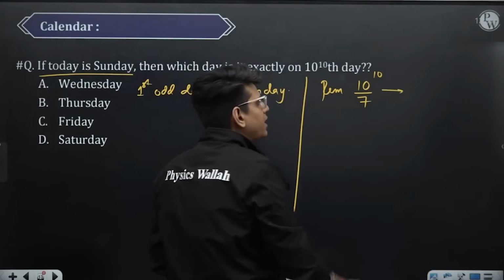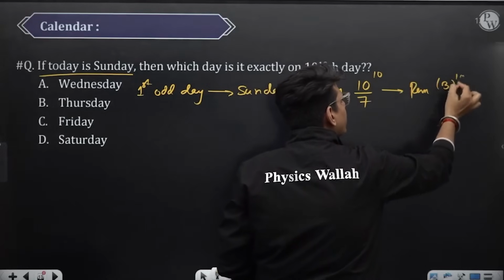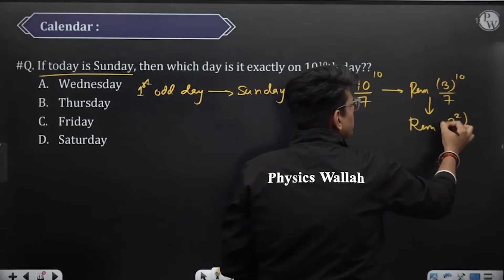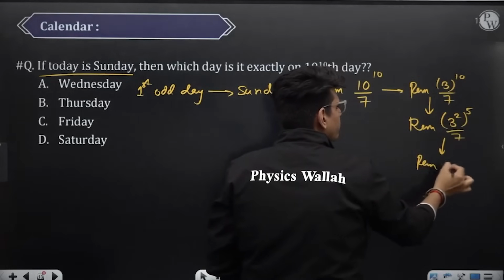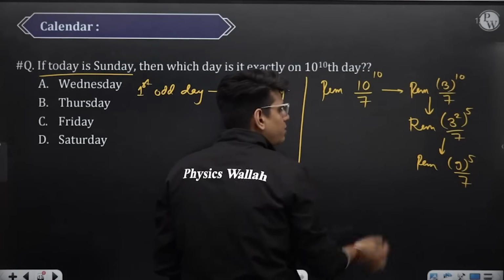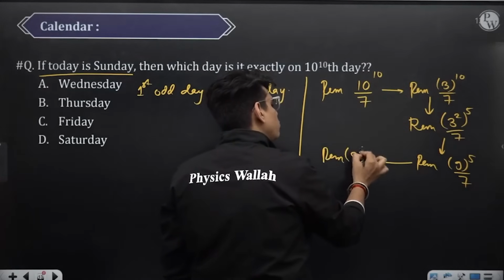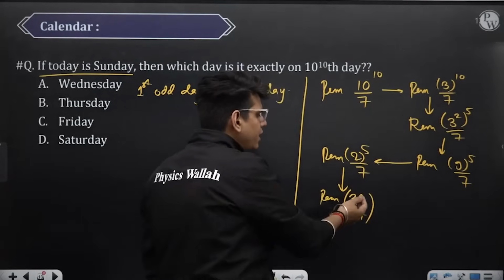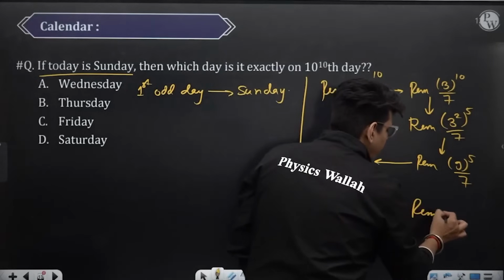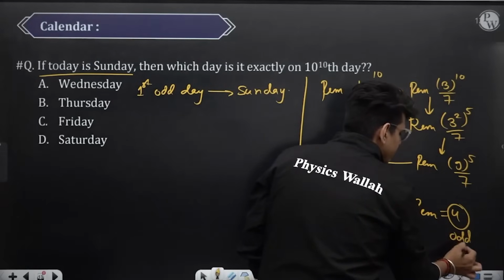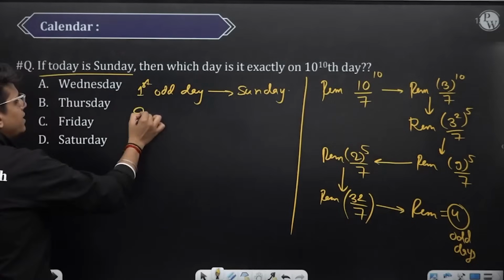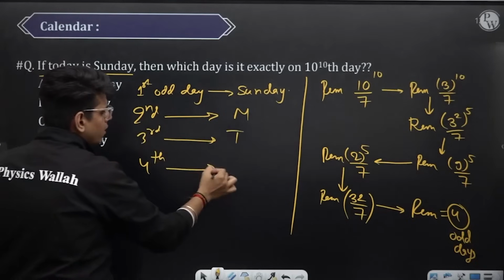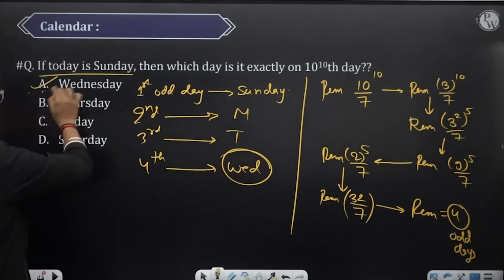When 10 is divided by 7, the remainder is 3. So we can write the remainder as 3 to the power 10 by 7. Now I can change this to 3 to the power 2 to the power 5 by 7. This changes to the remainder of 9 to the power 5 by 7. When 9 is divided by 7, I get a remainder of 2. So this becomes 2 to the power 5 by 7, which is the remainder of 32 by 7. When 32 is divided by 7, we get the remainder as 4. So 4 odd days. The first odd day is Sunday, second is Monday, third is Tuesday, so fourth will be Wednesday. So the answer will be option A, Wednesday.